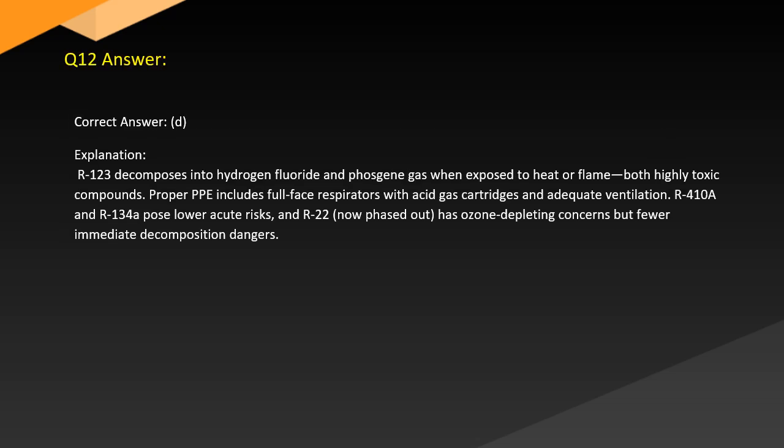Answer. Correct answer: D. Explanation. R-123 decomposes into hydrogen fluoride and phosgene gas when exposed to heat or flame, both highly toxic compounds. Proper PPE includes full-face respirators with acid gas cartridges and adequate ventilation. R-400 series and R-134a pose lower acute risks, and R-22, now phased out, has ozone-depleting concerns but fewer immediate decomposition dangers.